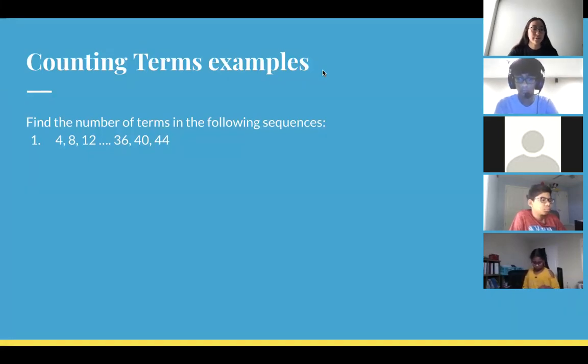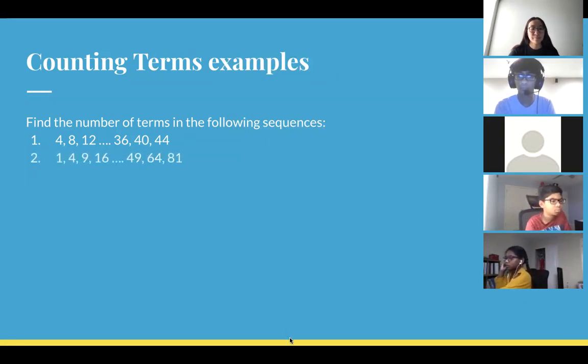Yeah, so you identified that all the terms were multiples of 4, and then if you divide everything by 4, you just get the simple counting sequence from 1 to 11. And then you can tell there's 11 terms. Okay, next one. This one's going to be harder, but see if you can spot a pattern in it.